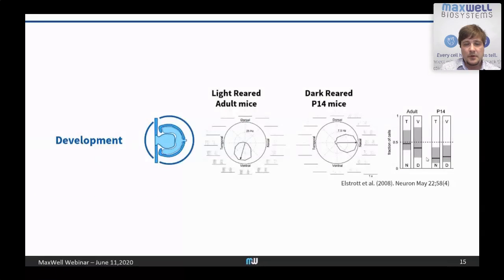Another aspect that we can study using MEA is the aspect of visual development. For instance, the example of Elstrott et al., they showed that certain aspects of vision, like direction selectivity, develop even before eye opening and develop independently of whether light is present or not.